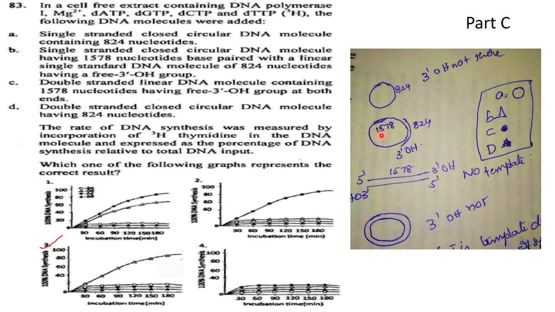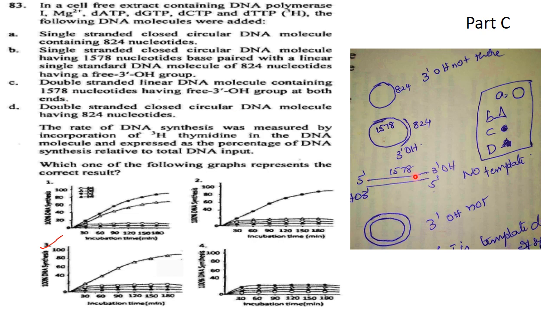So there is a closed circular DNA molecule which is single-stranded and 1578 nucleotides long. It is base paired to a single-stranded linear DNA molecule of 824 nucleotides having a 3' OH group. So DNA polymerase 1 will synthesize. So there will be synthesis. C. Double-stranded linear DNA molecule containing 1578 nucleotides having free 3' OH group at both the ends.